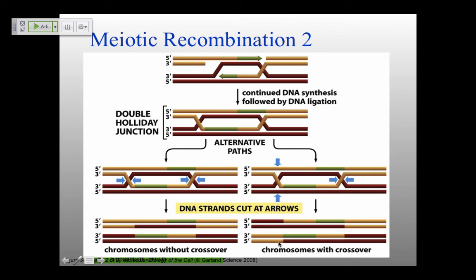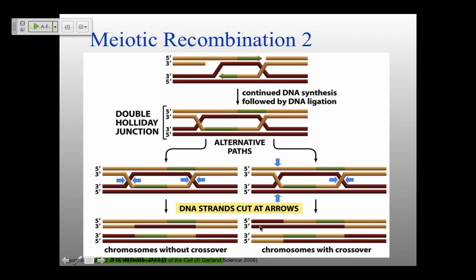And what that does, it generates two different possibilities. And that's just by, again, you cut here, religate here. So here you'd have orange going to red and red going to green. You cut here. Now you're going to have red going to orange next to your red. What that ends up doing is either giving you what's called the crossover, where you end up with different ends next to these Holliday junctions, and there are two Holliday junctions, which resolve.